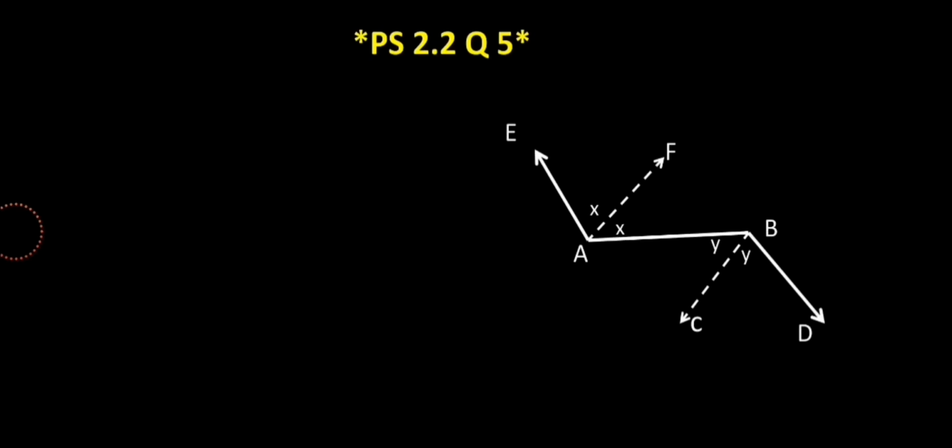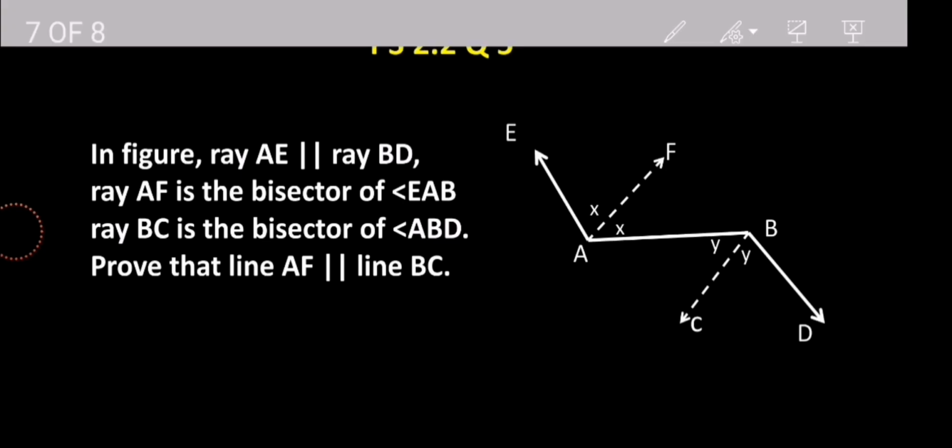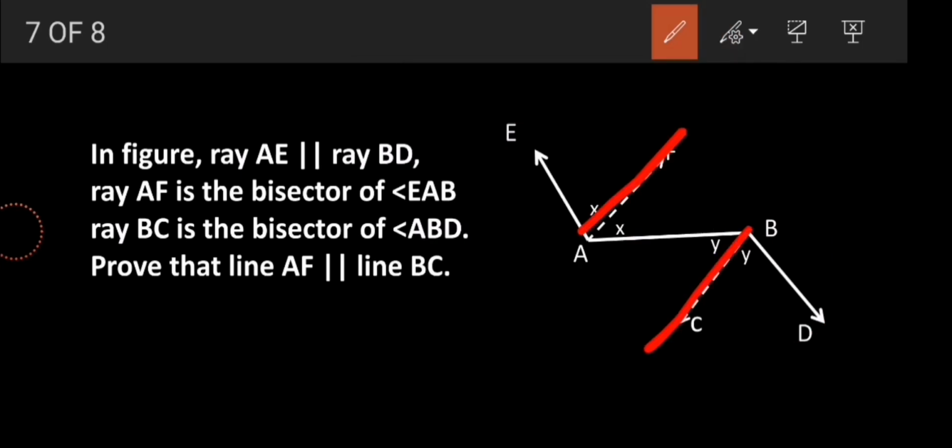The diagram is on your screen, and here is the statement of the question. It is given to us that AE is parallel to BD. Here is ray AE, and here is BD, they are parallel to each other, and these rays over here are the angle bisectors respectively. Then I need to prove that these angle bisectors drawn over here must be parallel. I need to prove them parallel.